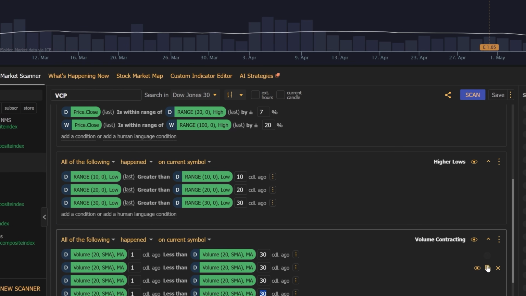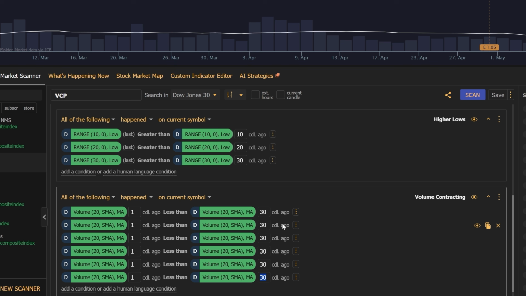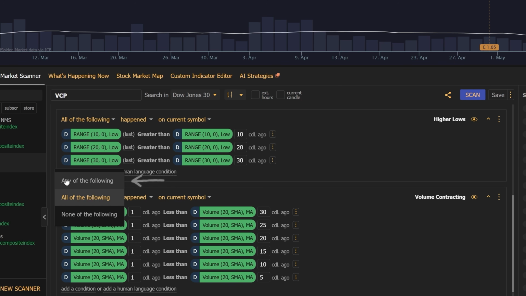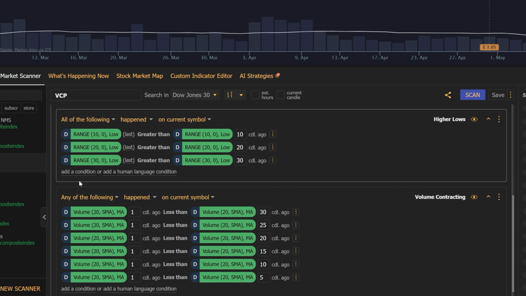Now let's just duplicate this condition 5 more times, and on the second parameter, knock it down 5 candles each time so it goes from 30 to 5. We're also going to change this group from all of the following to any of the following to catch any sense of contracting volume. And there you have it.